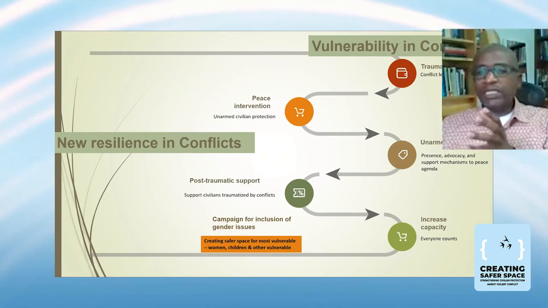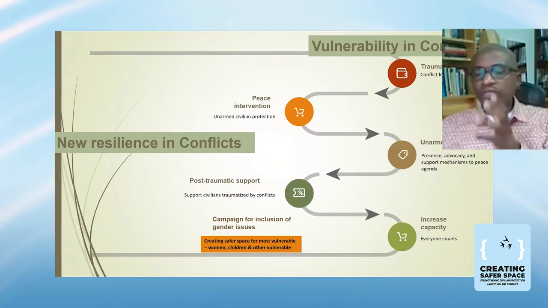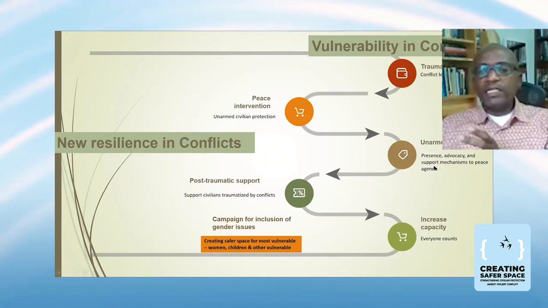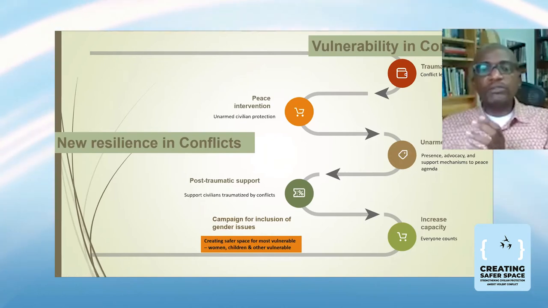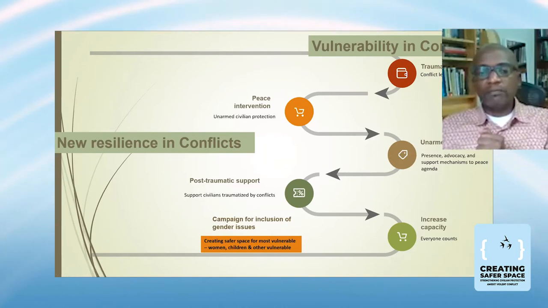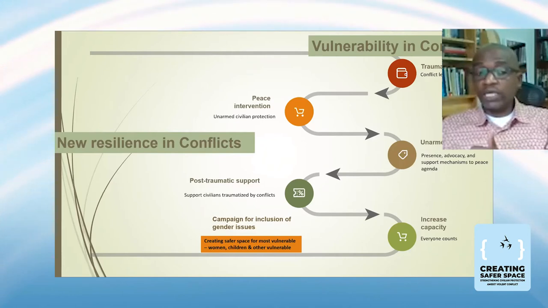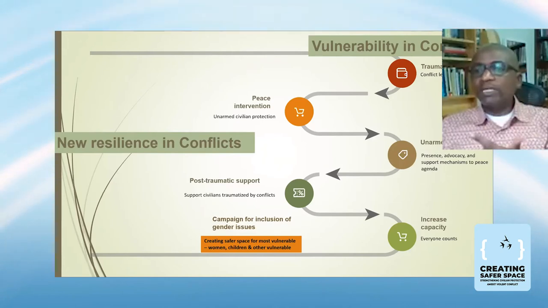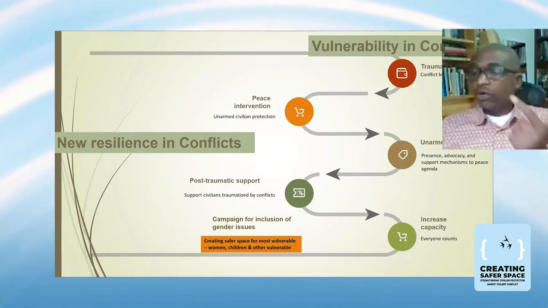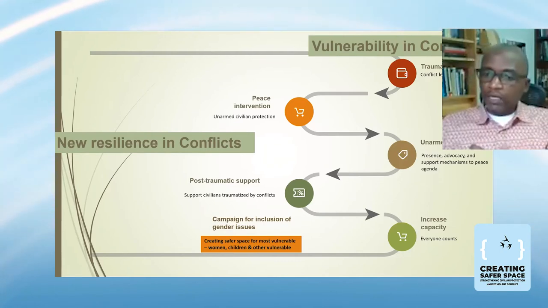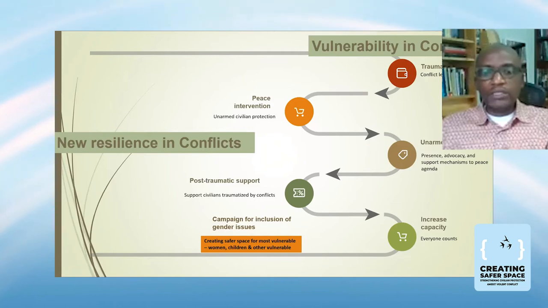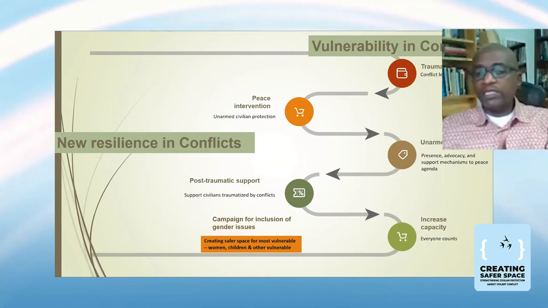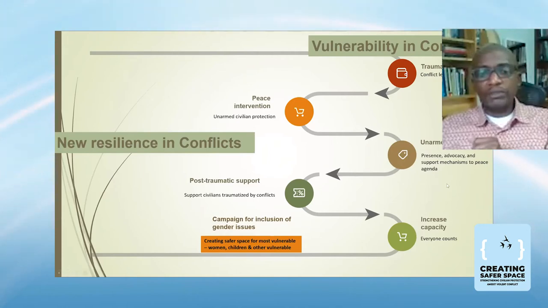Post-traumatic support. We are not dealing with civilians in normal situations. We are in a very delicate situation when we are doing research amongst victims of violence or survivors of violence. You're likely to re-traumatize them even through your own research. So the early stages of research in these situations of vulnerability has to be handled very carefully within clear ethical considerations.